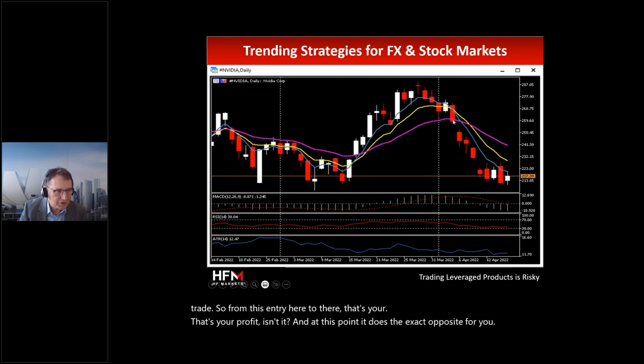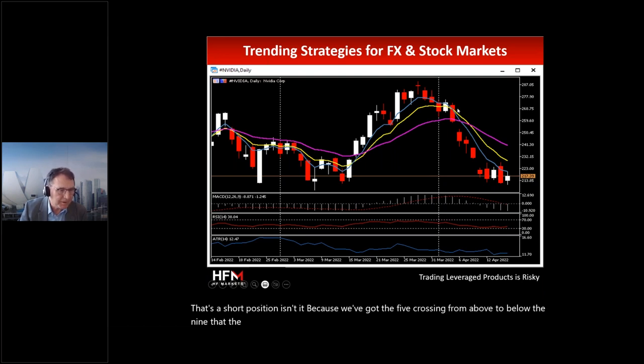Okay, that's a short position, isn't it? Because we've got the five crossing from above to below the nine, the medium moving average. Big gap down, it's probably end of day because maybe some earnings, but then it's continued to move down. At this point, whenever this was, April 2022, Nvidia was still short on an end of day basis, wasn't it?